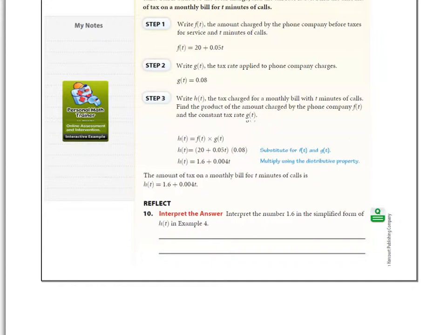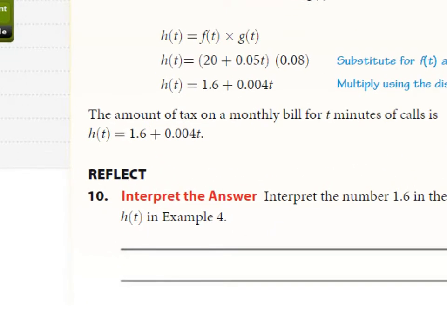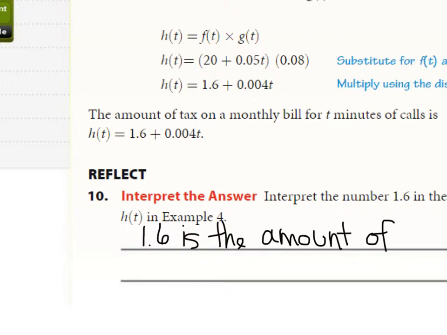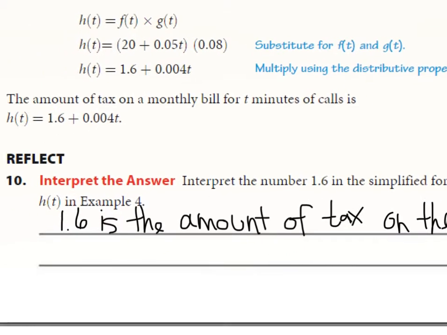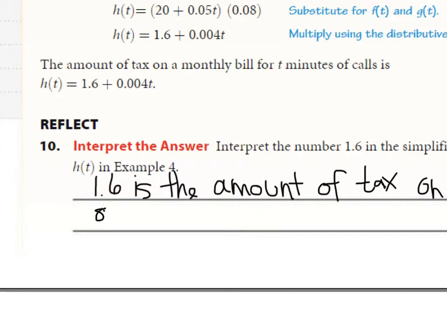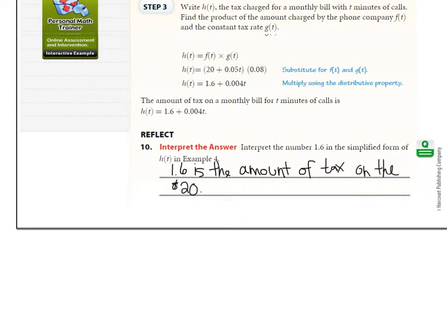$1.60 is the amount of tax on the $20 flat fee. $20 is going to reoccur every month, which means every month you'd also be paying $1.60 in tax on that $20.